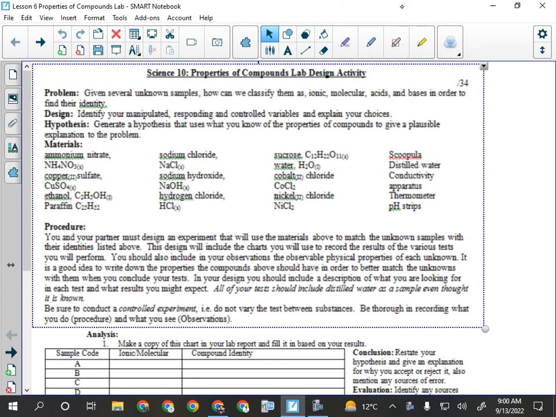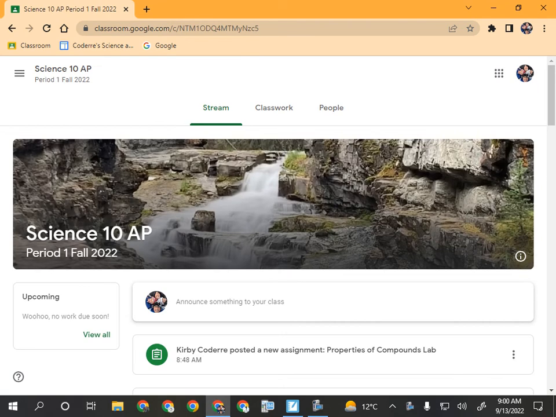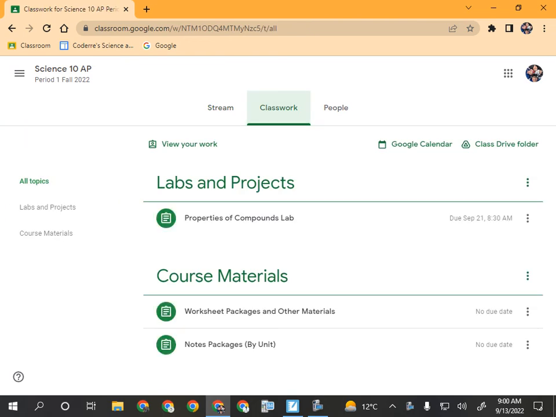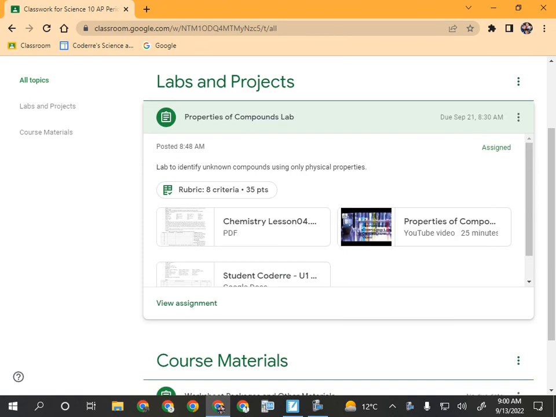All right, so once you're signed in, guys, what you're looking for is, both in the stream where it says I posted a new assignment, Properties of Compounds Lab. It's also in the class work tab, Properties of Compounds Lab. If you go in there right now, there are 3 things in there.